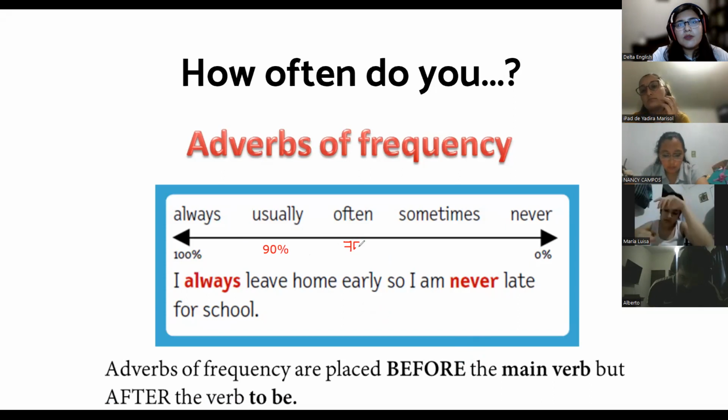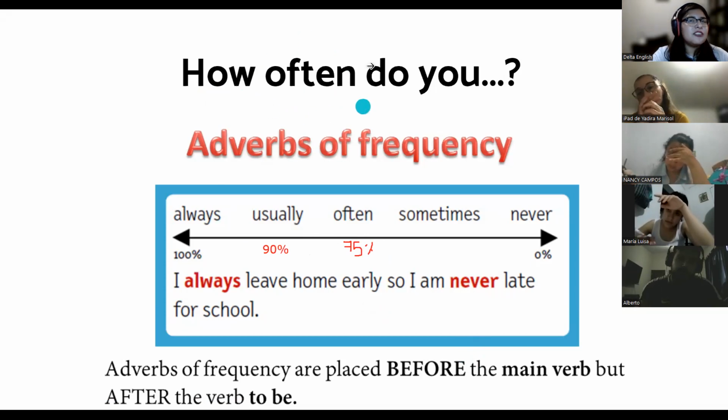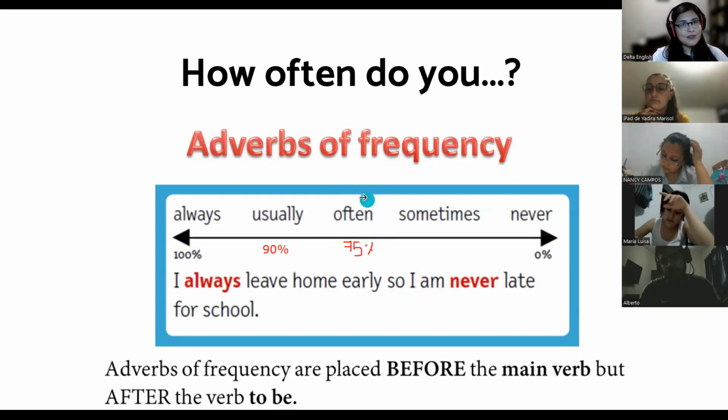Now, next to usually, let's say that this is like a 75%. So this is going to be often. Si la pregunta es, ¿qué tan seguido? How often? ¿Qué será often? Seguido. Frecuente. Seguido, exactamente. ¿Con qué frecuencia? ¿Qué tan seguido? Entonces, often es seguido o con frecuencia, frecuentemente.